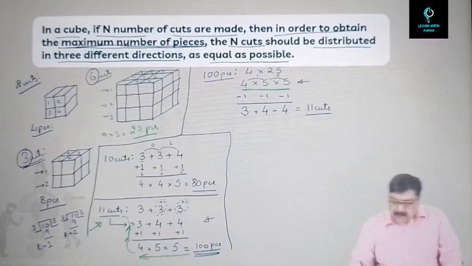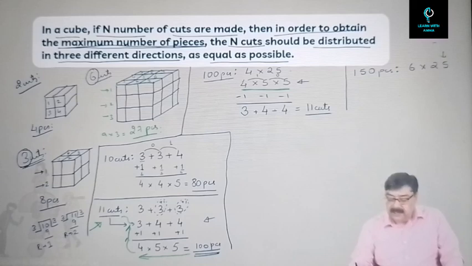So now, how do you find out the least number of cuts for 150 pieces? Again, 150 is 6 into 25. See, 25 is a square here, isn't it so?